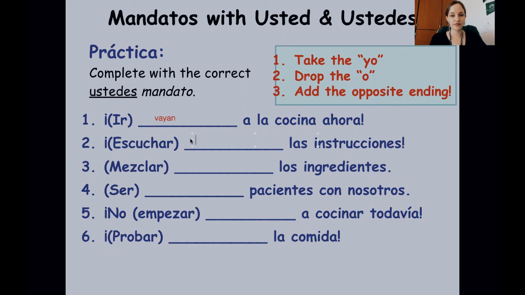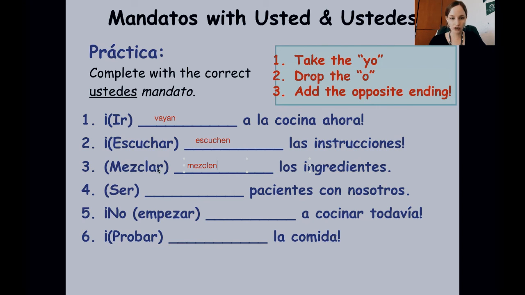Escuchar. Ustedes command form. Take the yo, escucho, drop the o. It's an AR verb, so my opposite ending. In the ustedes form, I would add en: escuchen. Hey, you guys, listen to the instructions, right? Mezclar. Mix the ingredients. Mezclen. There's nothing irregular that happens with that one.